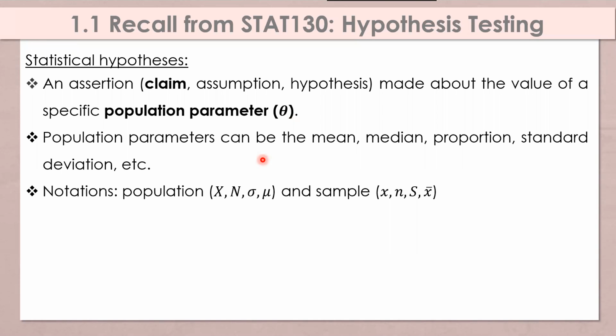Just to remind you about the notation, we reserve capital X for a specific value or random variable value in the population, and the value in a sample is then given by little x. N is your population size, that's capital N. Little n is the sample size. Sigma is the population standard deviation, and its sample equivalent is given by S. Mu is the population mean, and X bar here is the sample mean. So this should be notation that you are familiar with at this point.